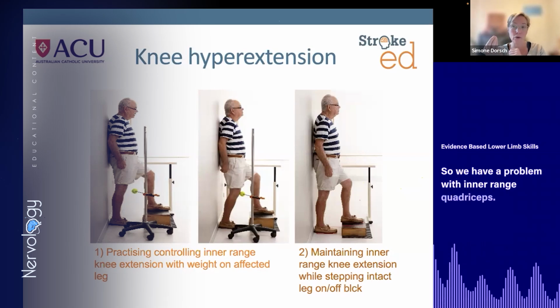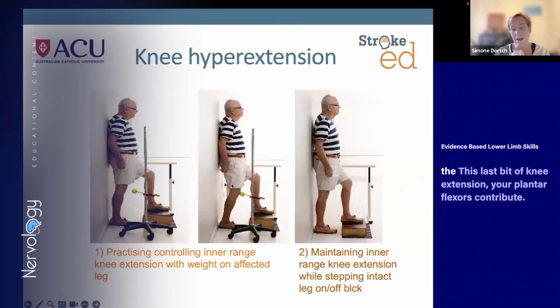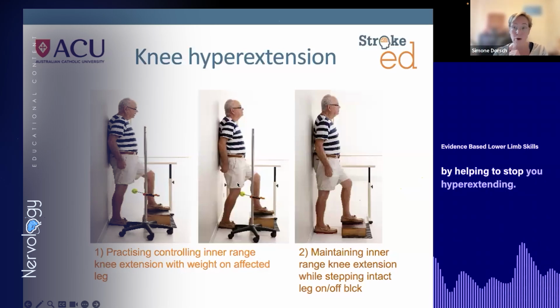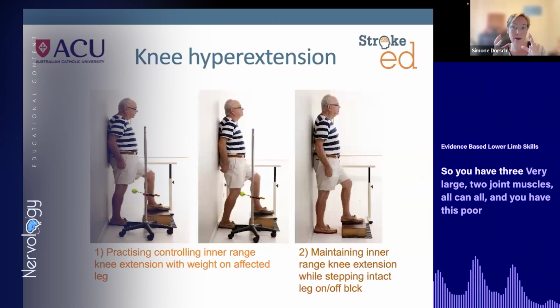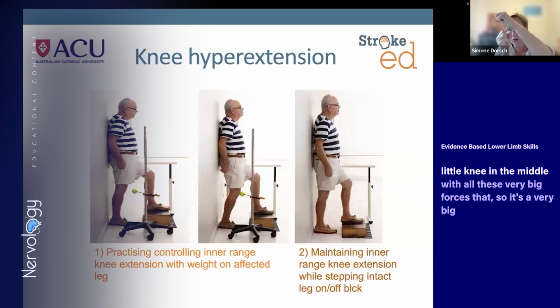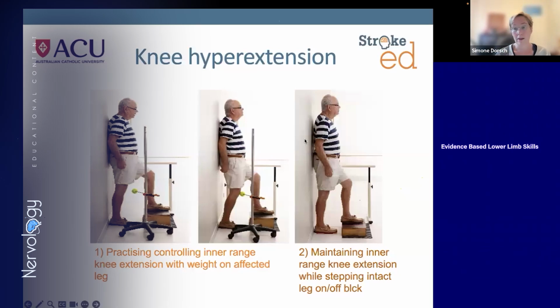So we have a problem with inner range quadriceps, but I think too, if we think about the muscles that are helping to extend this last bit of knee extension, your plantar flexors contribute. If you're about to go into hyperextension, your hamstrings probably contribute by helping to stop you hyperextending. So you have three very large two-joint muscles, and you have this poor little knee. Think about you've got two big sticks. You've got this poor little knee in the middle with all these very big forces. So it's a very big coordination problem as well.